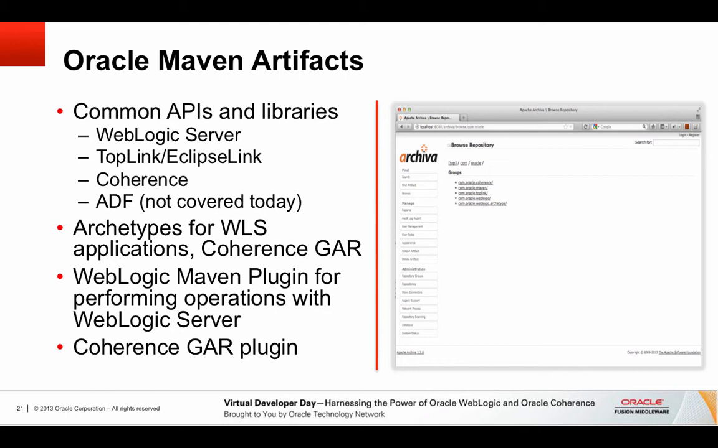We'll cover that shortly. And the Coherence team have also produced an archetype that will help build a skeleton project for their new grid archive. We also push up plugins as part of the push operation, so that'll include the WebLogic Maven plugin and also the new Coherence GAR plugin. So by executing push, we'll get APIs, libraries, utilities, archetypes, and also the plugins that we've provided.